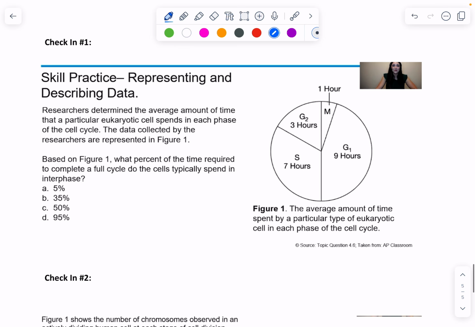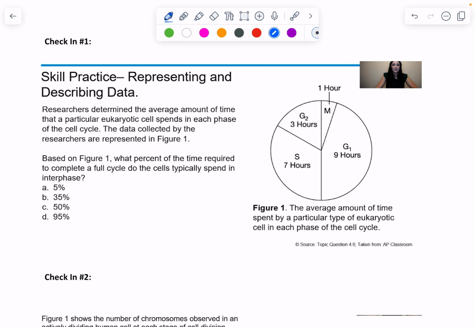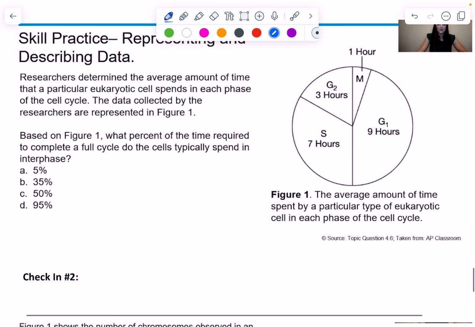Okay, so if we look at the check-in questions here from a video, we can kind of see the average amount of time that a particular eukaryotic cell spends in each phase of the cell cycle. Based on figure 1, what percent of the time required to complete a full cycle do the cells typically spend in interphase? So the key understanding for this question is to know that interphase is G1, S, and G2.